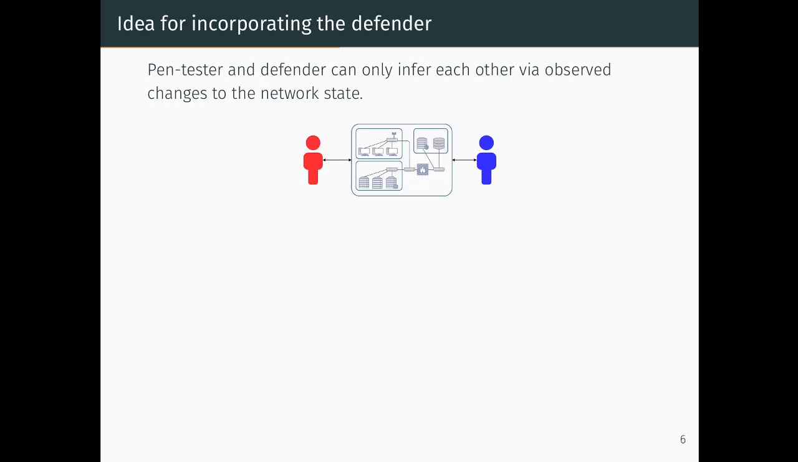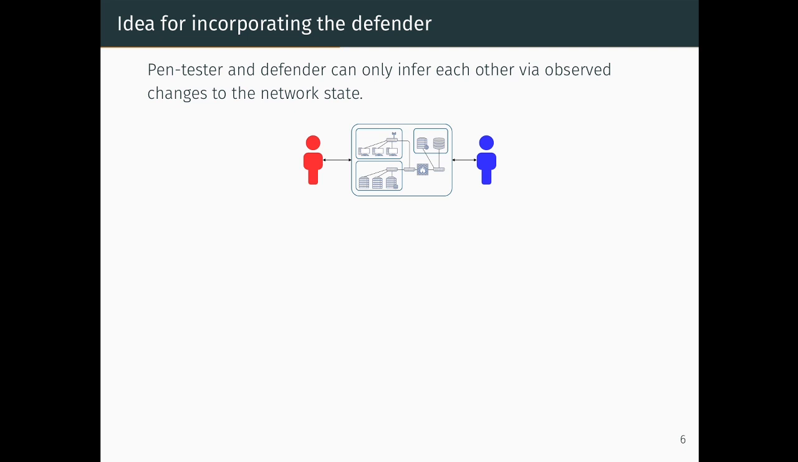Before explaining the details of our approach, I want to first point out a key feature of the interaction between the pen tester and defender. That is, the pen tester and defender cannot observe each other or each other's actions directly. The presence of the other actor can only be inferred from observed changes in the network state.